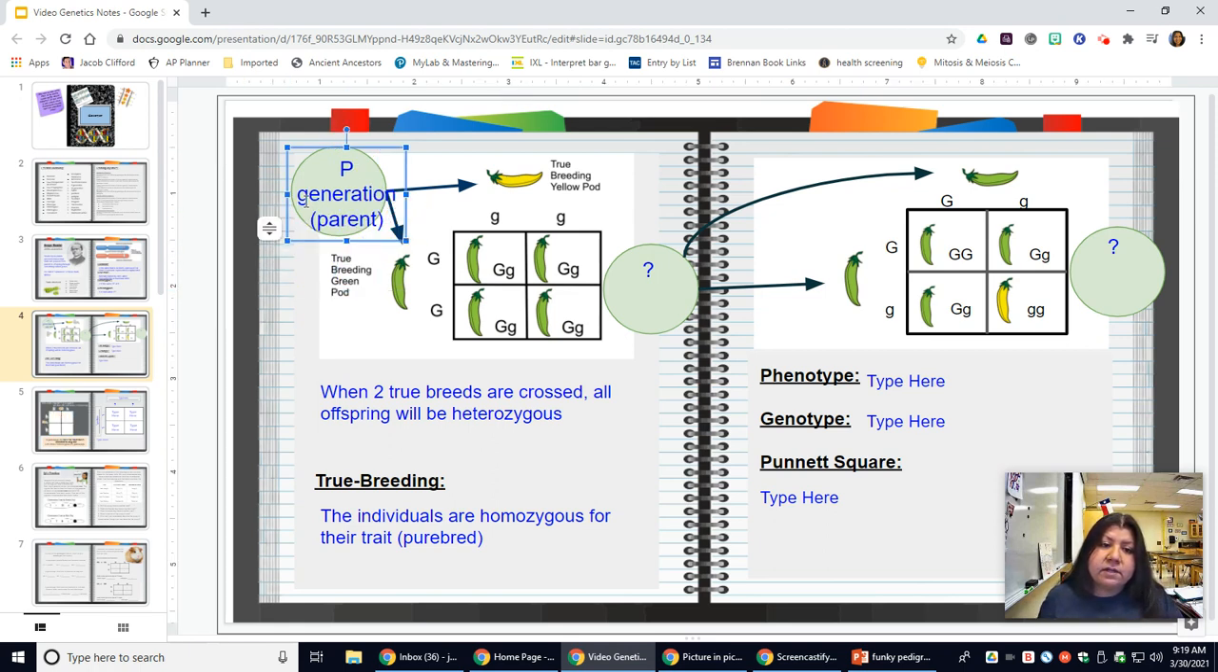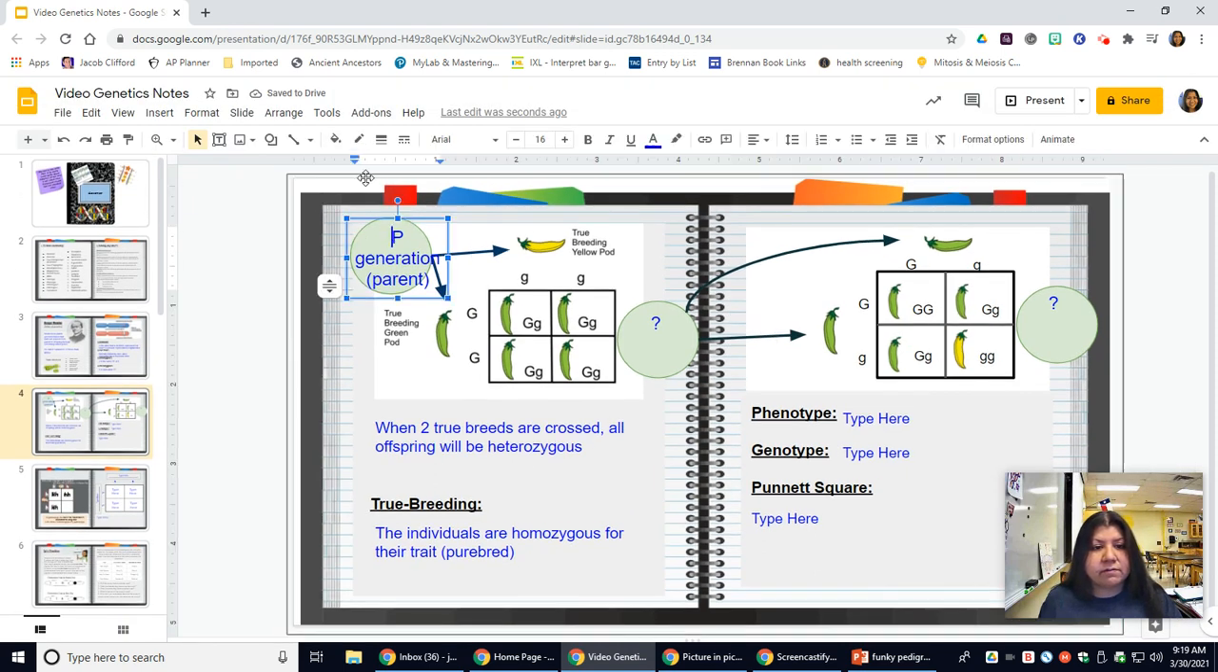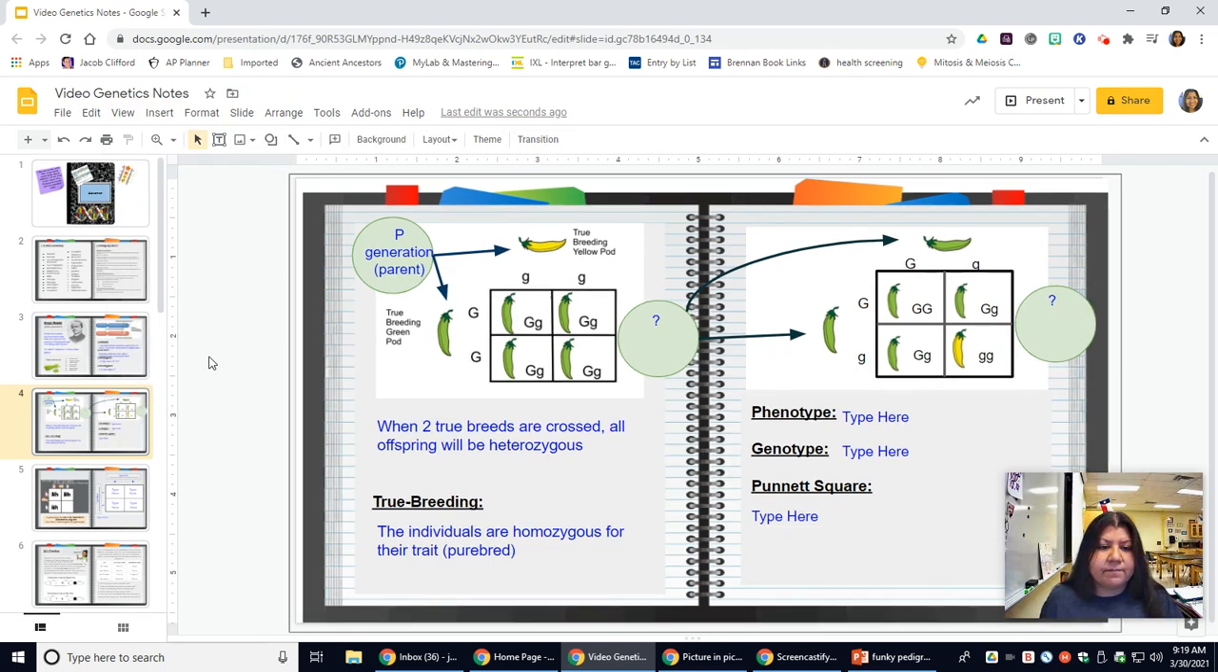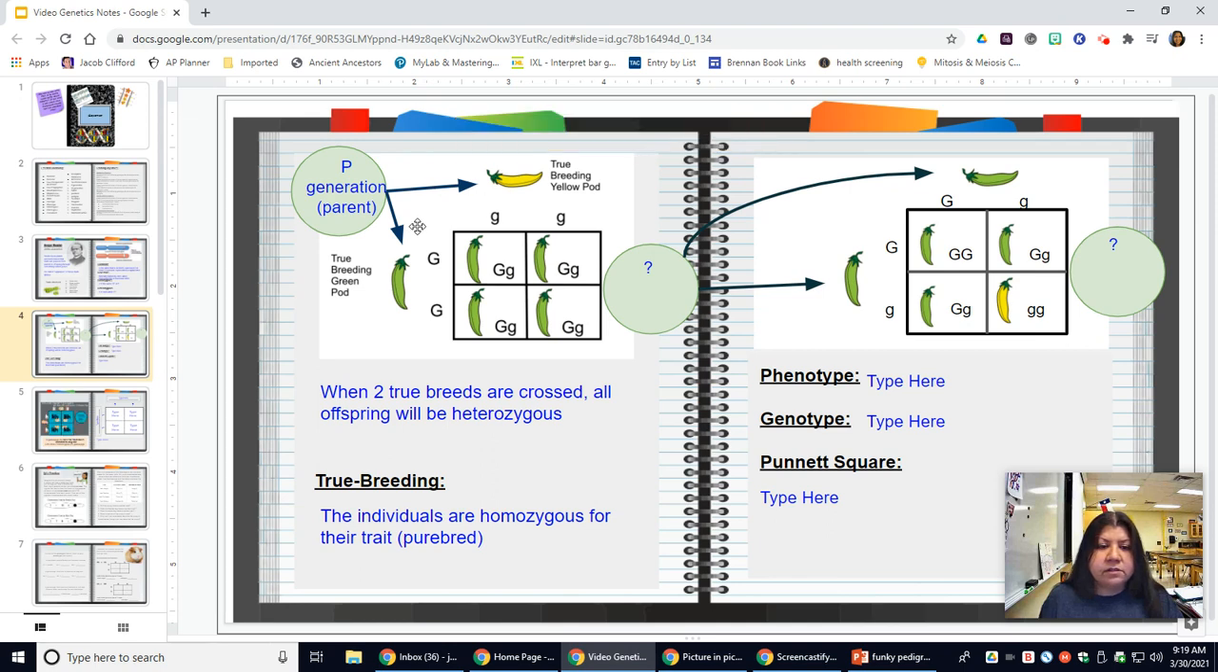Okay, so my text does not fit. Make this a little smaller. Means I need to make this one smaller too. Okay, there we go. Okay, so this is my parent generation. Okay, this is my original generation.